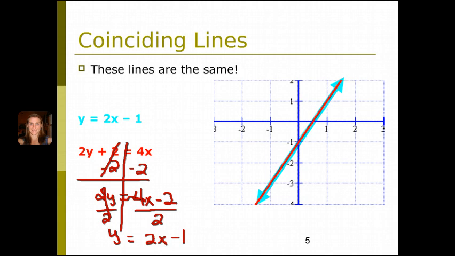Well, as you can see, these two lines are exactly the same when put in slope-intercept form. Therefore, the lines are on top of each other, and we're illustrating that on your slide. The blue line and the red line are the same exact line. So there are infinitely many solutions that would work in both of these.